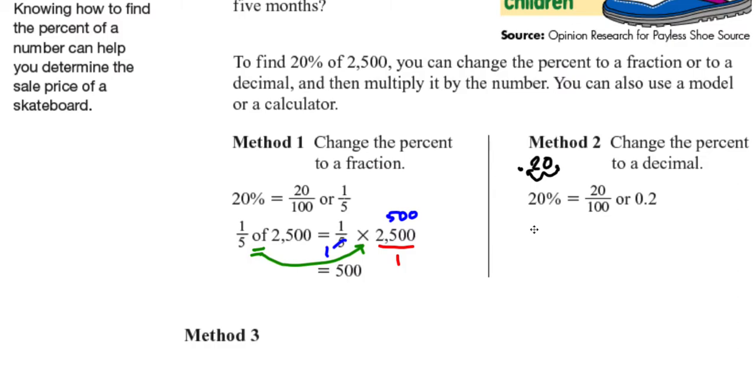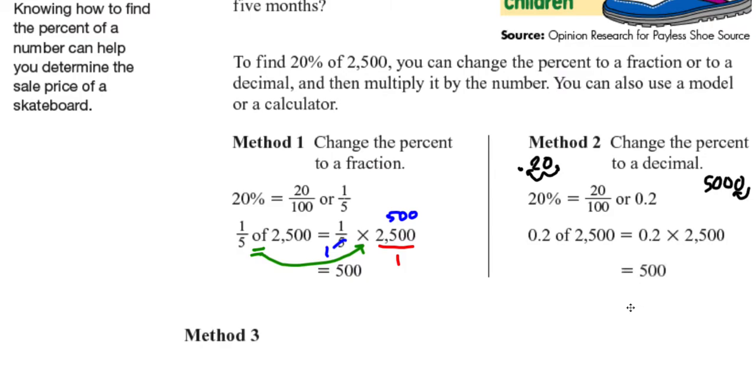Then we find 0.2 of 2,500, or multiply 0.2 times 2,500. The easiest way to do this is multiply 2 times 25, which is 50. Add the 2 zeros, and then simply count the number of digits after the decimal point, which is 1, and move that decimal 1 space to the left. That gives you 500.